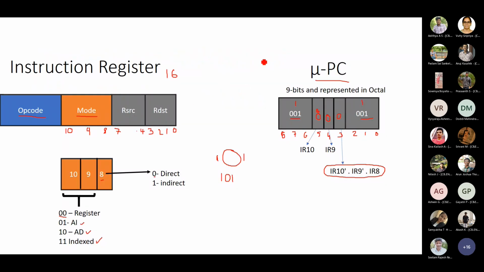This is what we had seen here. So mu PC is represented in octal number. So the address space for mu PC would start from 0002 to, who can tell? It is octal. If it is in octal, 0002. What would be the last number? 777. Yes, 777. This is the address space for you.